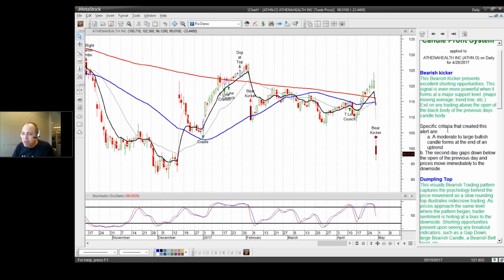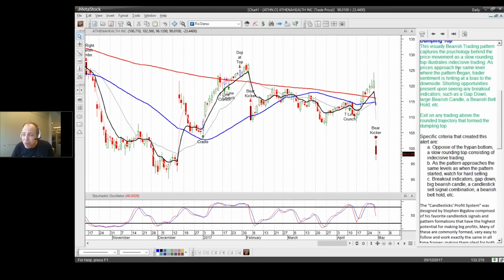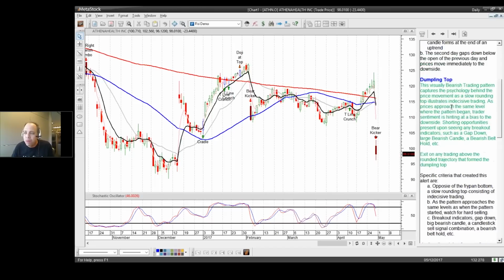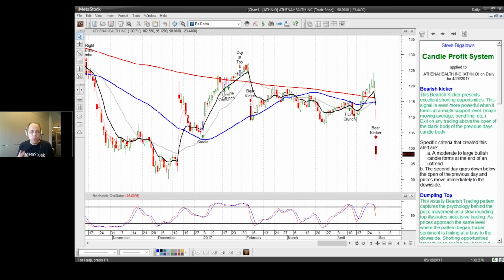Here's what we specifically were looking for, because a lot of the patterns involve hooks and cradles and that kind of stuff. We wanted to tell you what we're looking for so you can identify that on the chart and make sure that it makes sense. In addition, because there were two patterns today, it's also going to tell you about the dumpling top. So it's a really, really good product.